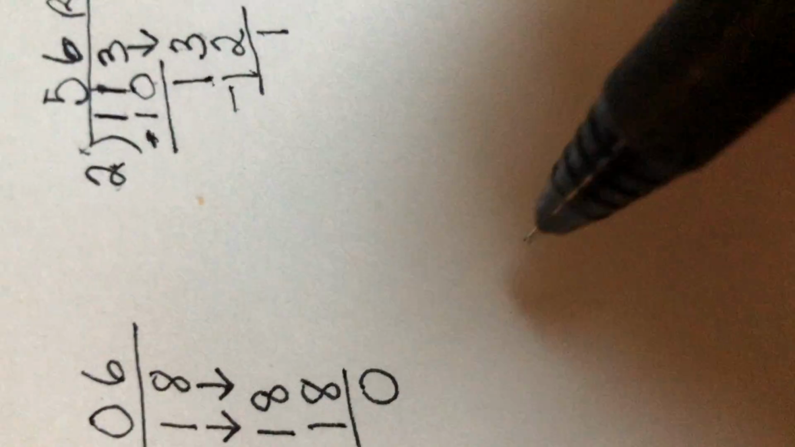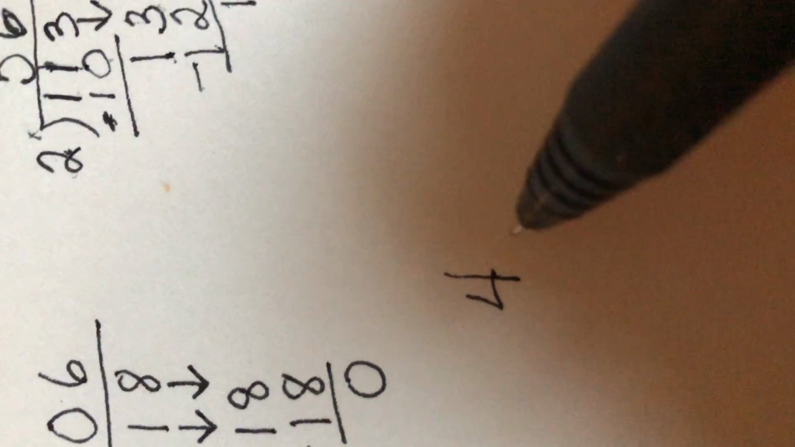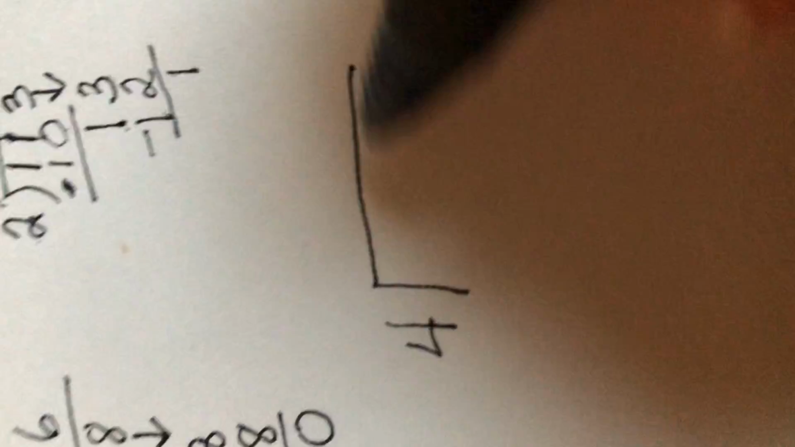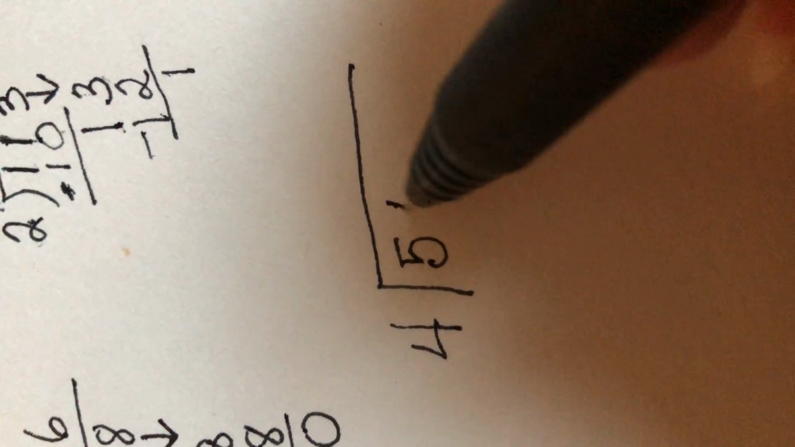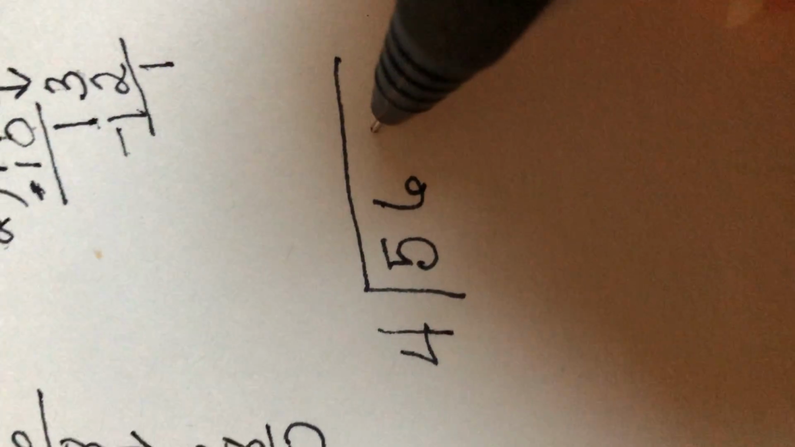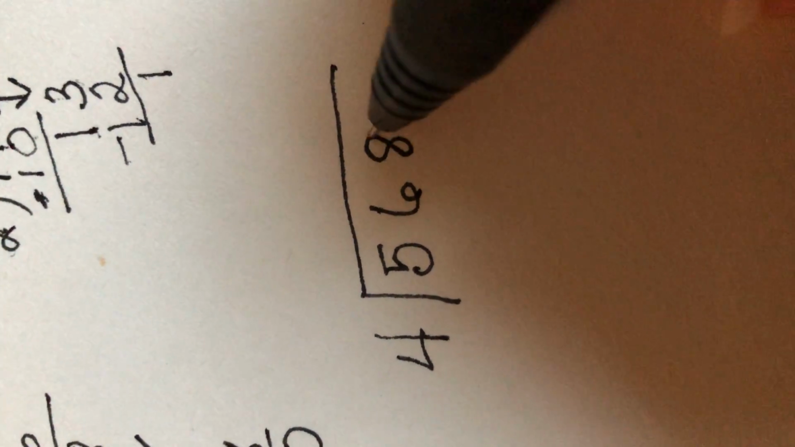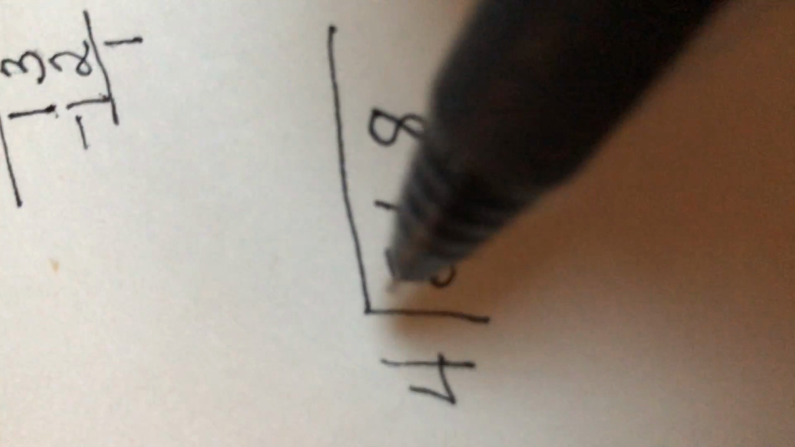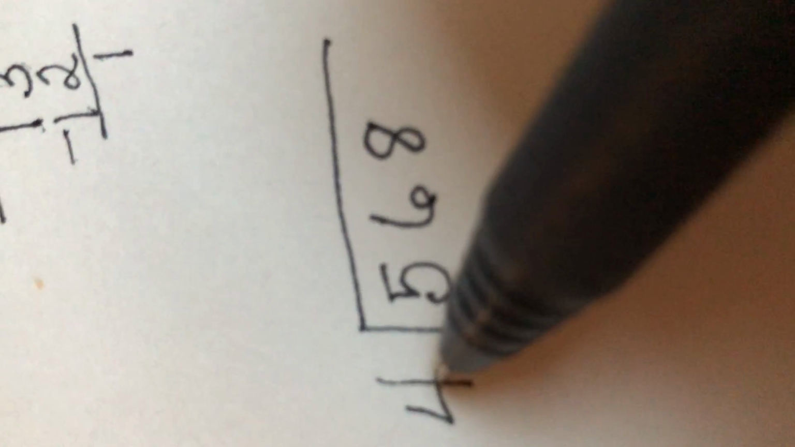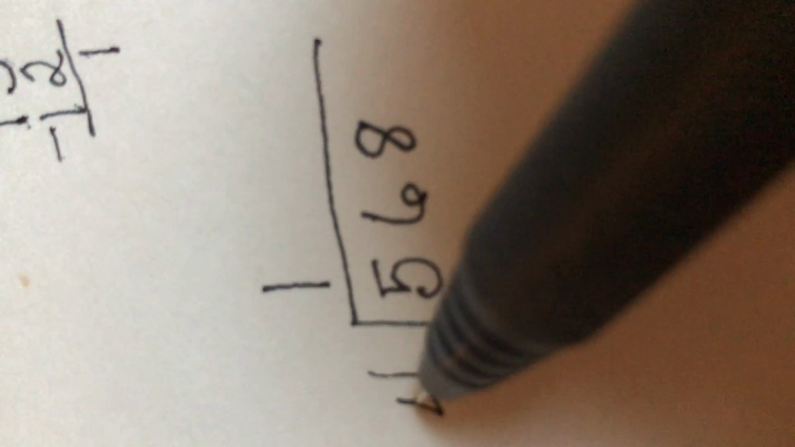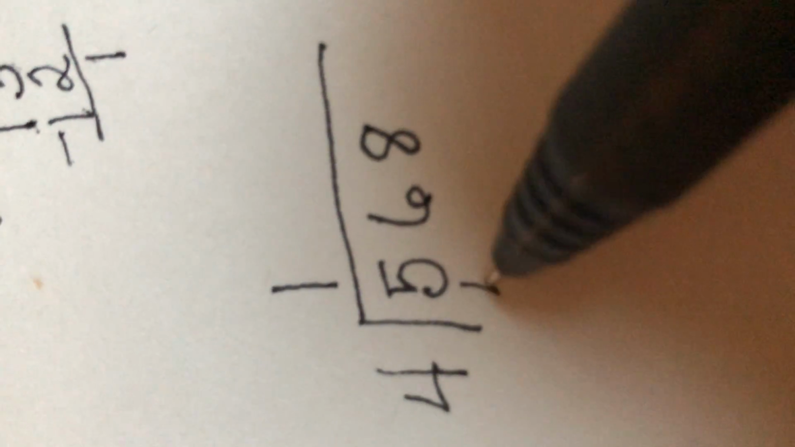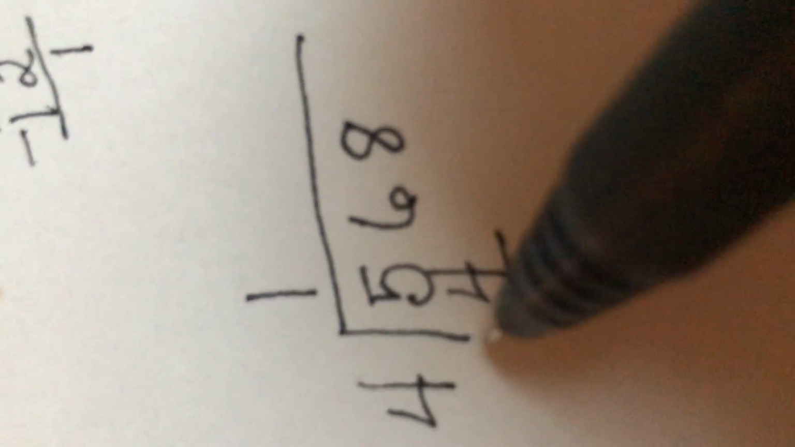Let's do another one. 4 into 568. Okay, so starting here, does 4 fit into 5? Yep, fits in there one time, doesn't it? 1 times 4 gives me a 4. We subtract.